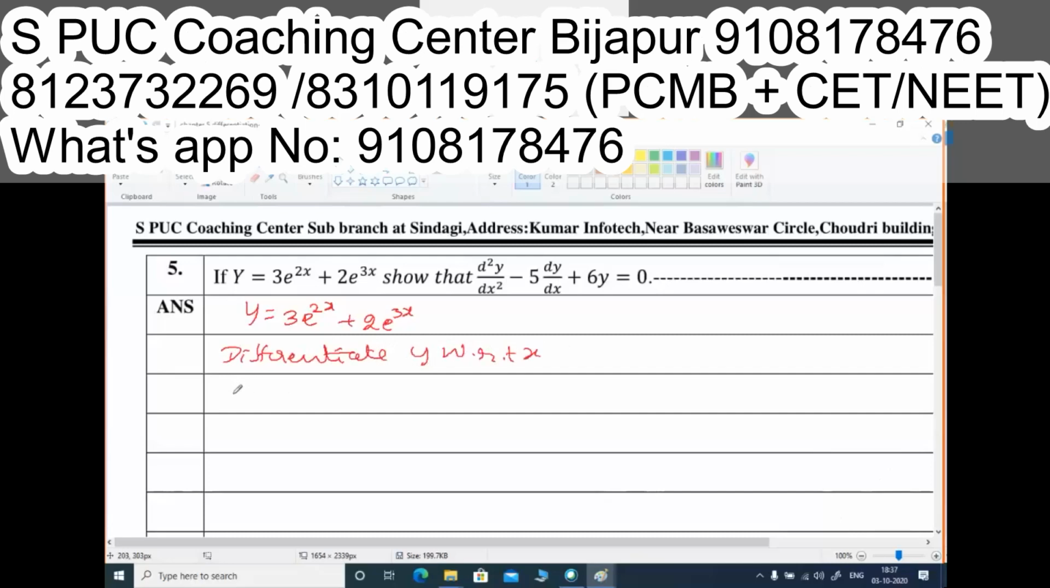What is going to happen if you differentiate with respect to x? d by dx of y is equals to d by dx of 3 into e raised to 2x plus 2 e raised to 3x. dy by dx is equals to 6 e raised to 2x, 3 is constant, you are going to take outside, and 2.